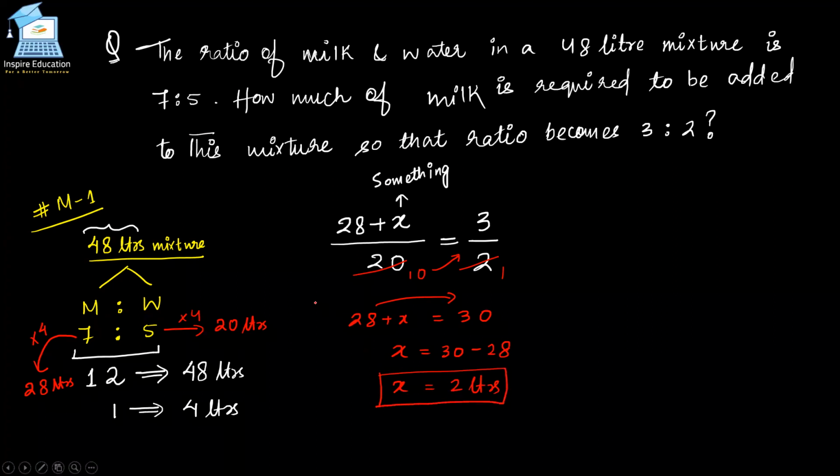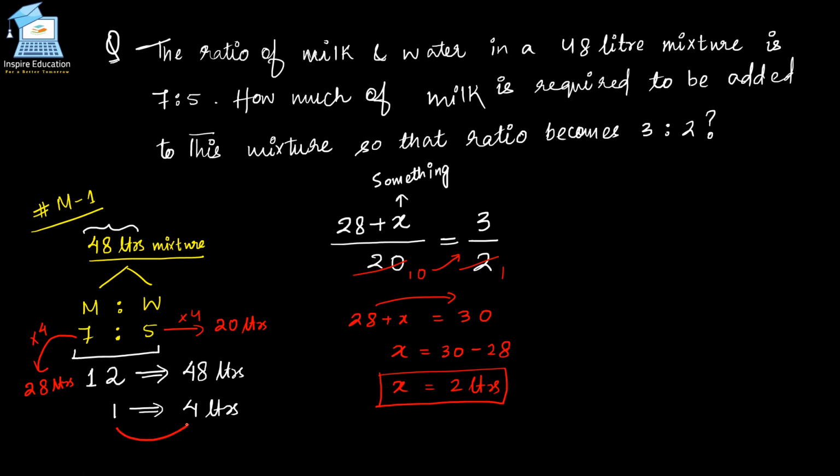Anyone having any problem with that? 2 liters milk, not 2 liters water, 2 liters milk. How much milk is required to be added? How is the water only 20? Because in the question there is no information about water being added or subtracted. They have just said what amount of milk you need to add so the ratio of the mixture changes and it becomes 3:2. So water remains constant, right? Water will be 20 only.